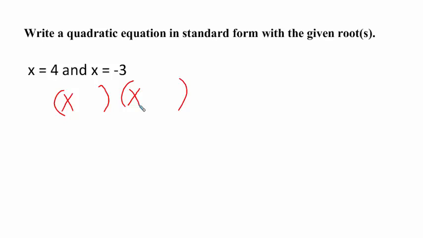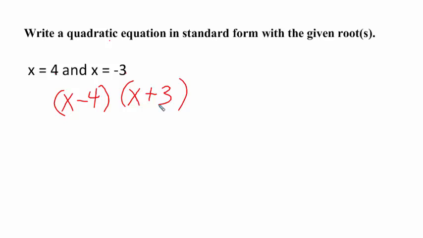That's what gives you your second power. That's what makes it a quadratic equation. Now here, if you let x equal 4, you need to take 4 away to get a root, to get something that equals 0. Here, if you let x equal negative 3, you'd have to add 3 to that to make that factor equal 0.